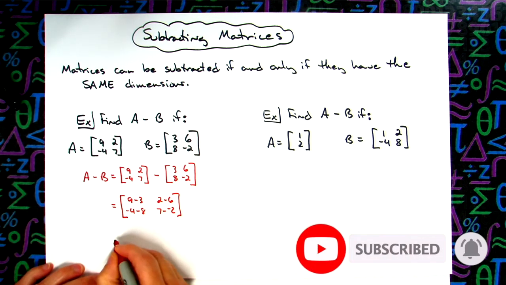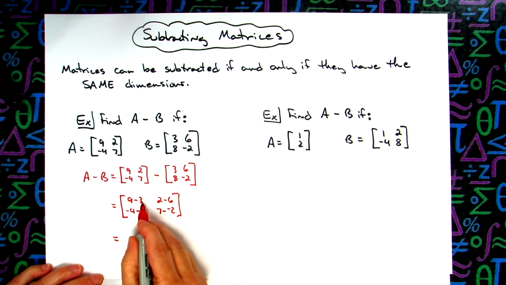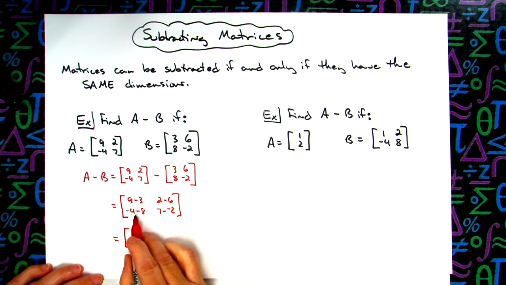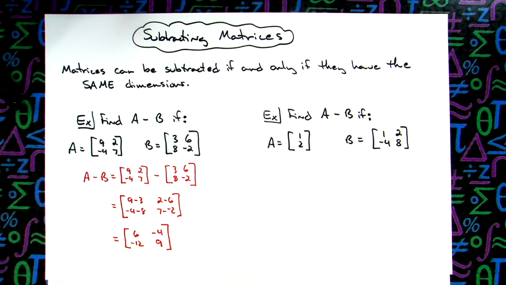All right, now going ahead and completing that subtraction here. 9 minus 3 is going to give me a 6 in that top left-hand corner. -4 minus 8 will give me a -12. 2 minus 6 will give me a -4. And 7 minus a -2 will give me a 9. So a pretty straightforward example there of subtracting matrices.